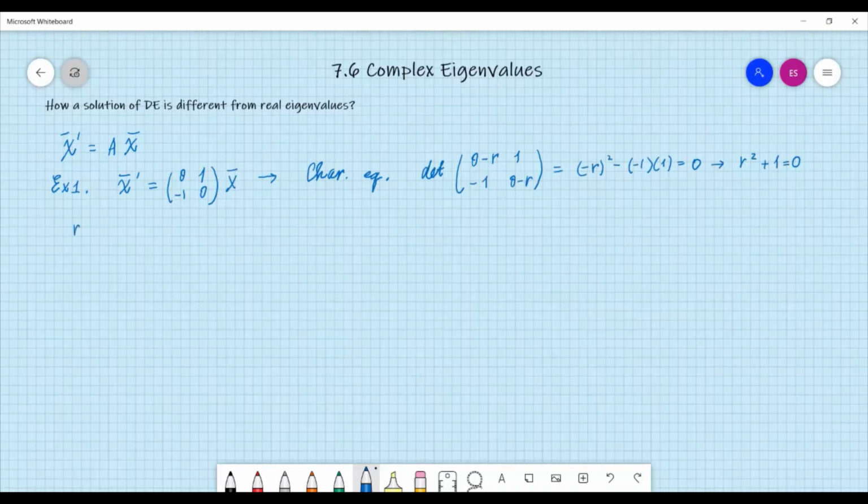I'm going to move over here. So r1 and r2 are going to be plus minus i, right? We are extracting a square root of -1. Actually, here r squared equals -1, which is going to produce two complex eigenvalues. I'm going to write down complex eigenvalues.